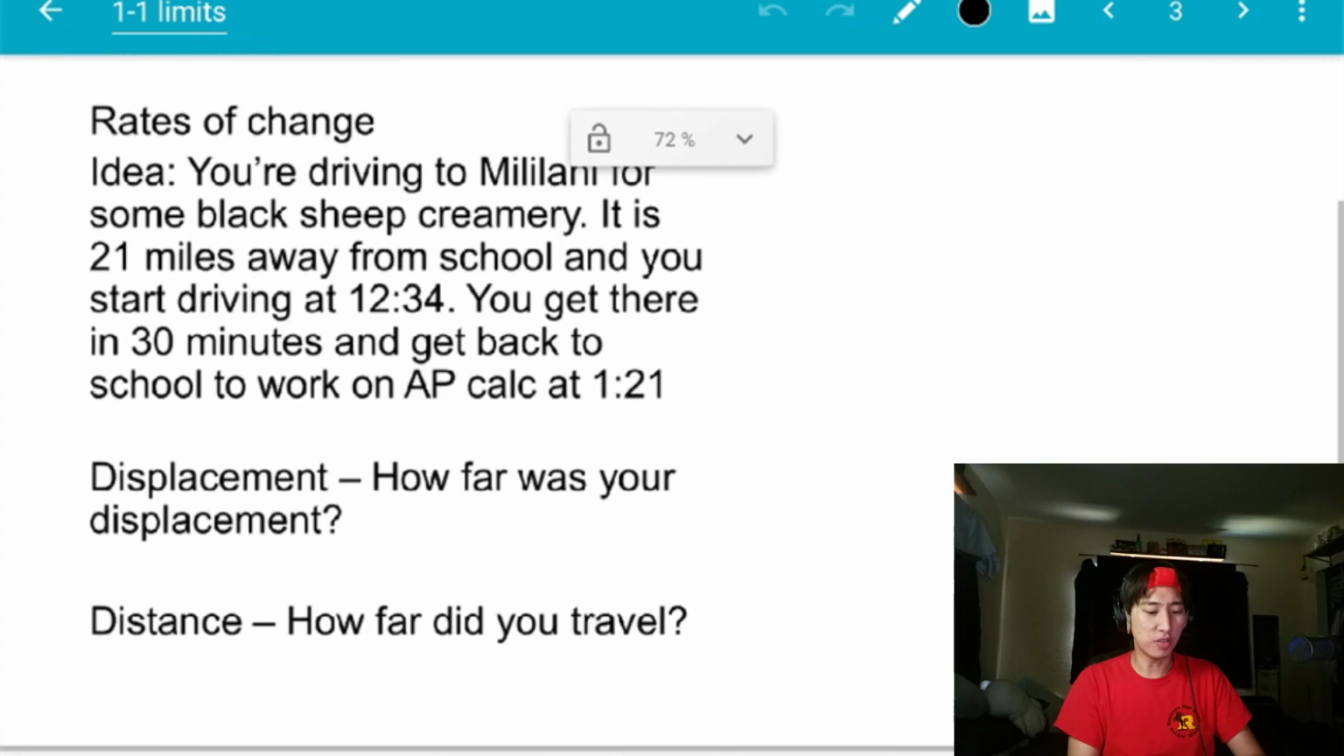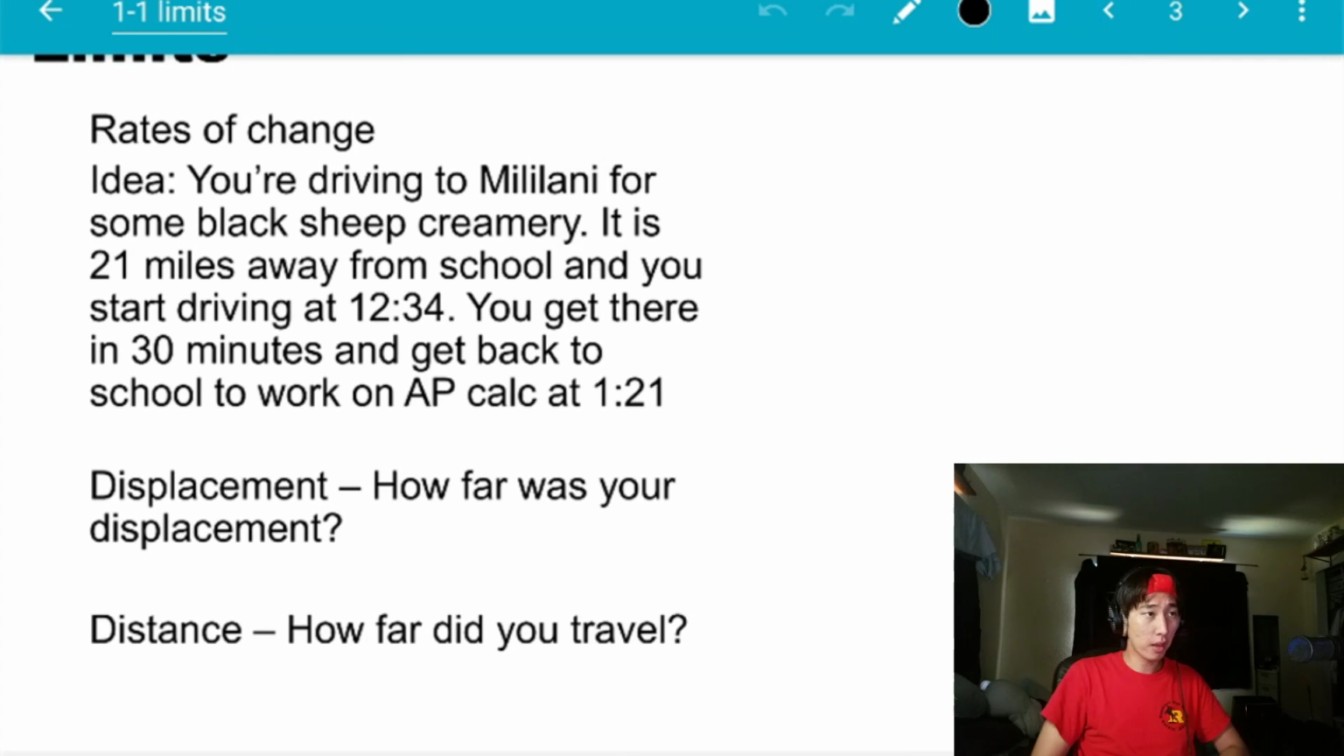Distance and displacement is very similar. Same idea. You're driving to Mililani for some Black Sheep Creamery. It's 21 miles away from school. You start driving at 12:34. You get there in 30 minutes and get back to school to work on AP Calc at 1:21. How far was your displacement? Again, displacement says from start to end, how much did you change? You started at school. At the end of the day, you ended up at school. Your displacement was a grand total of 0.